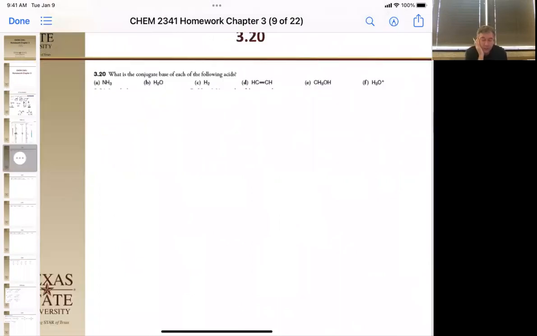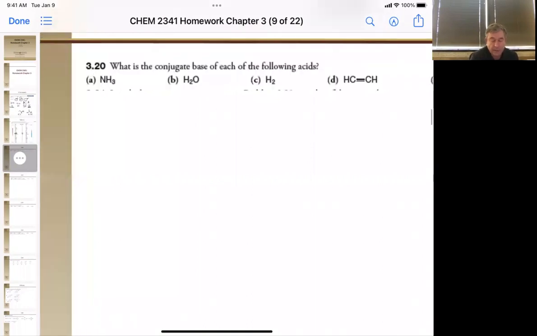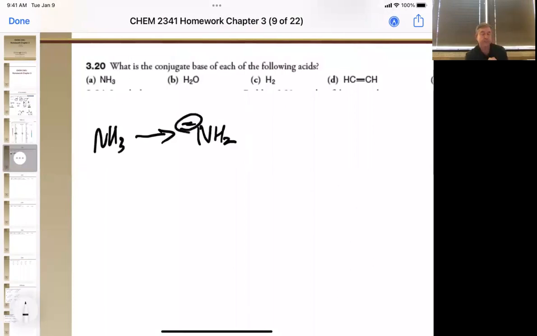What is the conjugate base of each of the following acids? Okay, so whenever we think about conjugate bases, we're talking about Bronsted-Lowry, which means we have to remove a proton. So let's start with the first one, ammonia. If we had NH3 and we removed a proton, we would go to NH2 with a negative charge. So this would be the conjugate base of that.